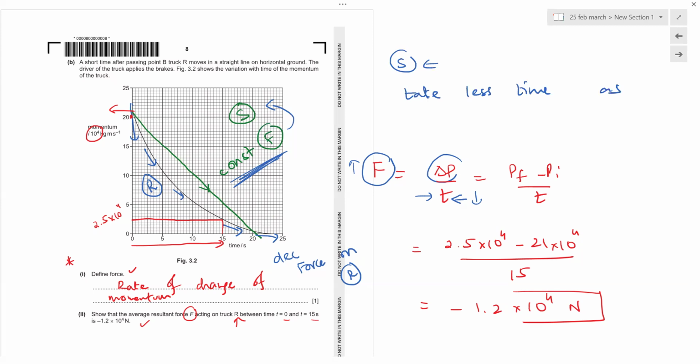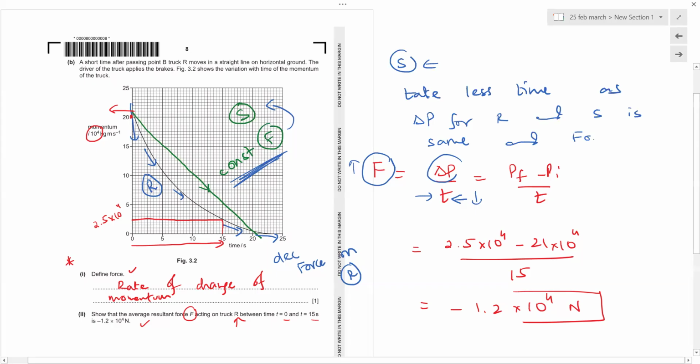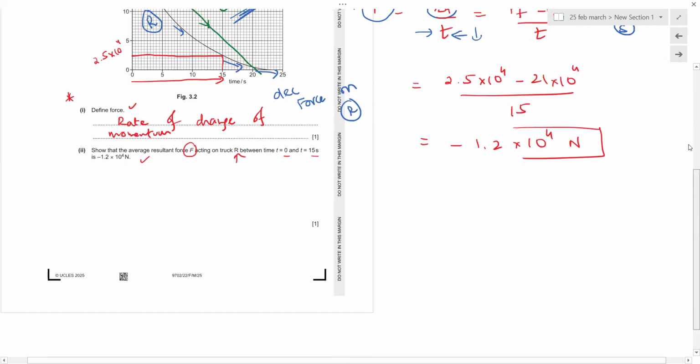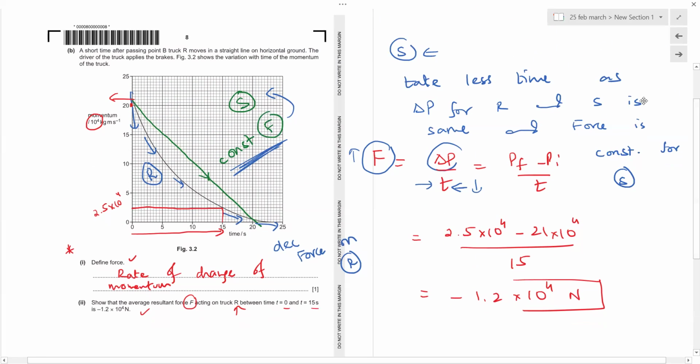So basically, as change of momentum for R and S is same, and force is constant for S, there is no decreasing force. There is nothing like decreasing force. All our students got this wrong when we took the test, right. Beta, is this understood by everyone? Is it understood?